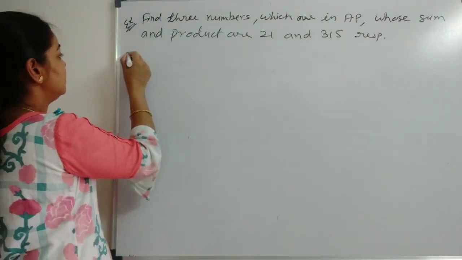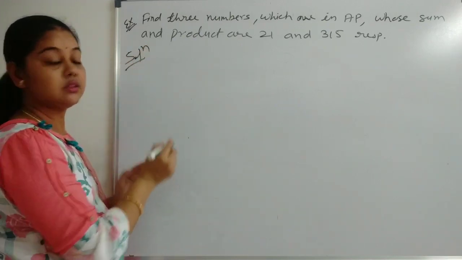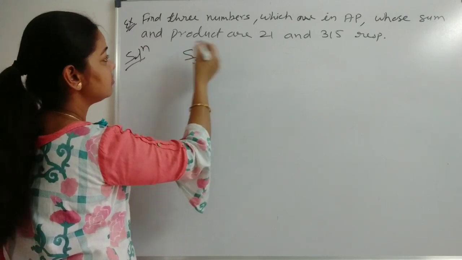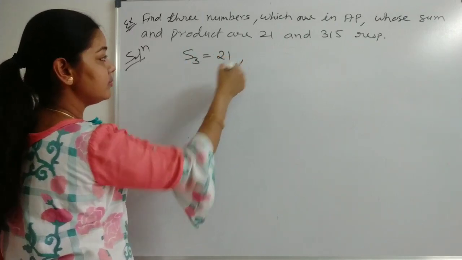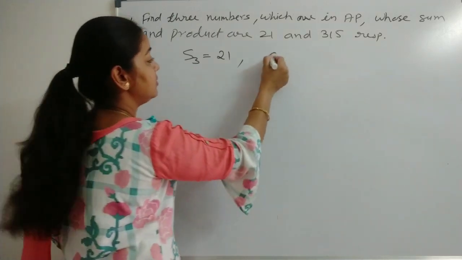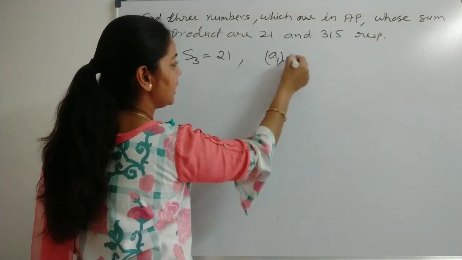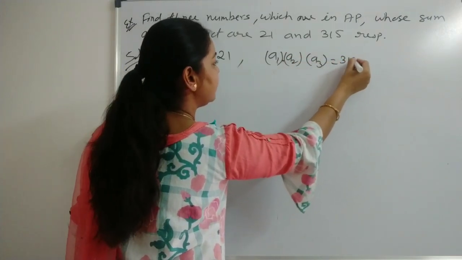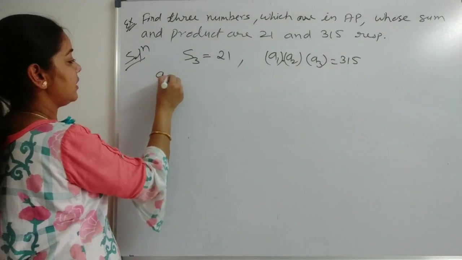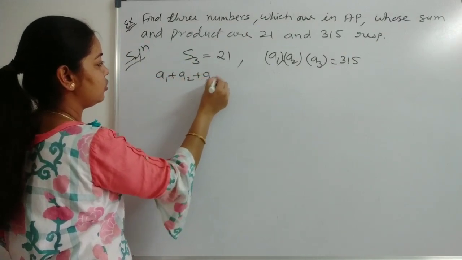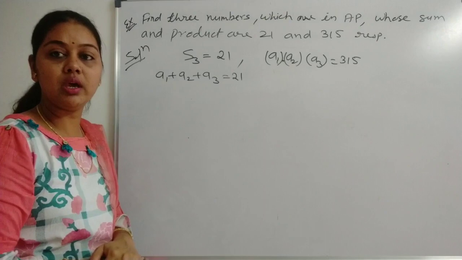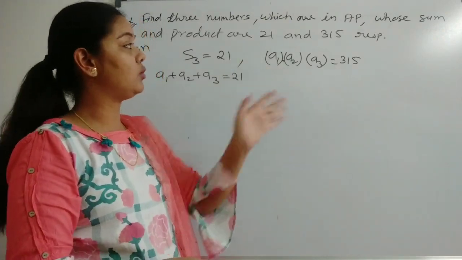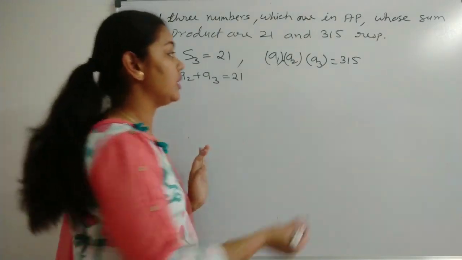It means we are given that the sum of three terms is 21 and the multiplication of three terms a1 into a2 into a3 is 315. Sum means a1 plus a2 plus a3 equals 21. Okay? These relations are given to us, and a1, a2 and a3, all three are in AP.